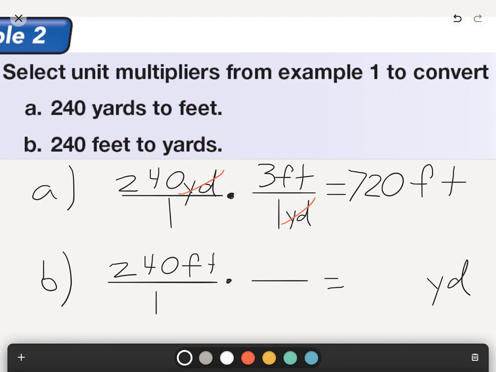Okay, so the thing I want to get rid of is feet. I want to have no feet, but I want to have a lot of yards. So I'm going to put my 3 feet on the bottom, because that's where my feet belong, under me, and then put my yard on top. And so now I can do my cross-canceling to eliminate all the feet.